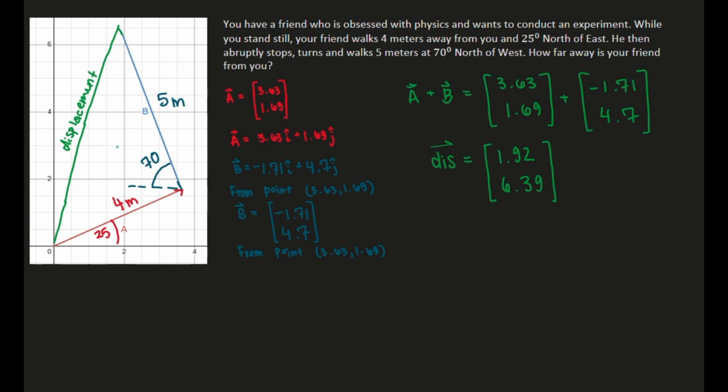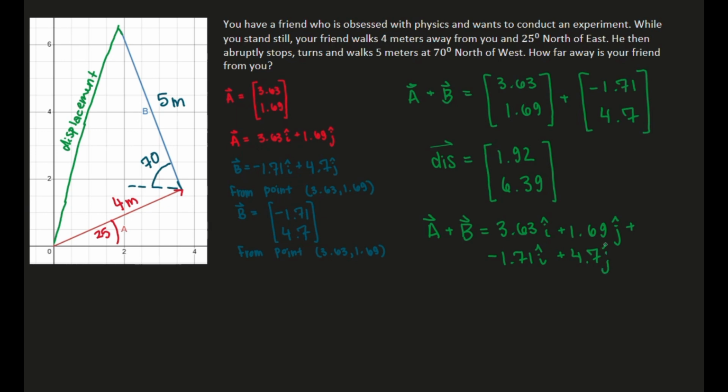In order to find its magnitude, I'm going to need to use the Pythagorean theorem. But before we do that, let's also write it in unit vector notation. So I have vector A plus vector B, and I can write this as 3.63 i hat plus 1.69 j hat, plus, I'm going to write it on the next line because I'm running out of space here, negative 1.71 i hat plus 4.7 j hat.